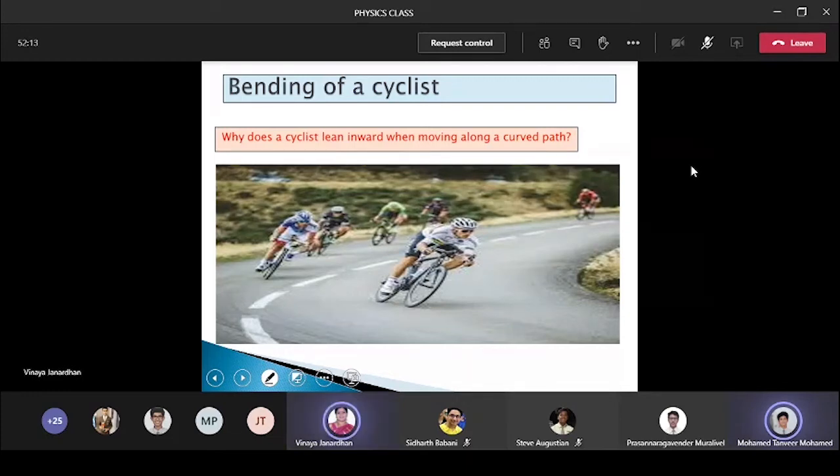Correct, boys, correct. Because what happens is that if the friction is less, then something has to contribute to your centripetal force. So when he is going to bend, he creates a component of N which provides the centripetal force. We'll see that here. Bending of a cyclist. Now the question is, why does a cyclist lean inward when he's moving along a curved path? This is what you're going to study. Right, boys, subheading, bending of a cyclist.